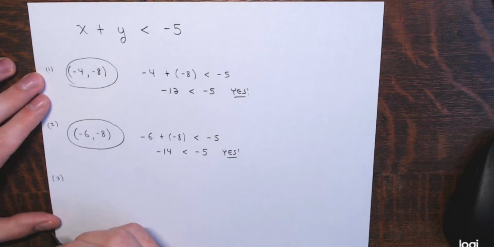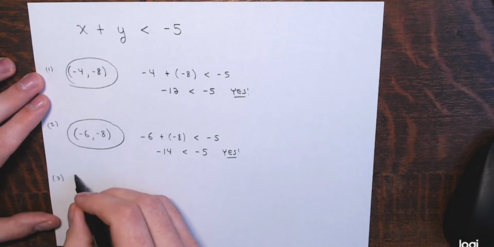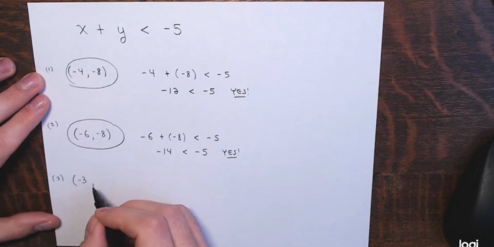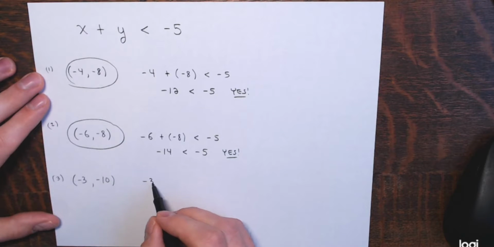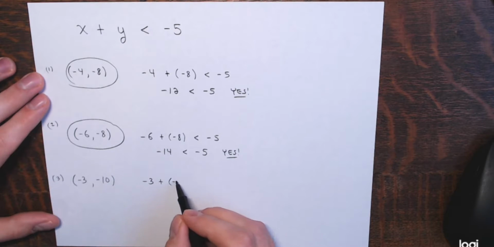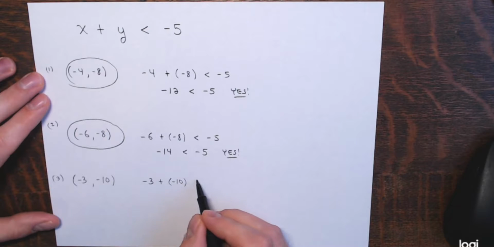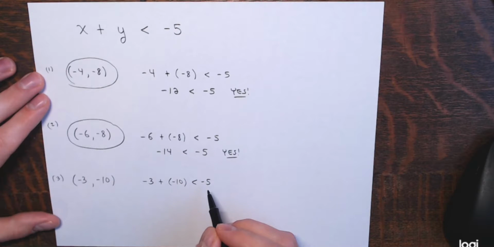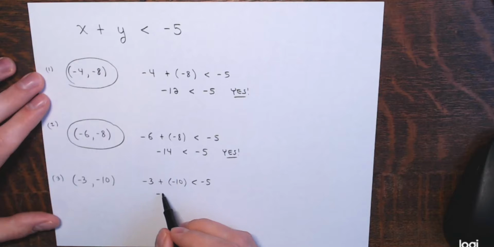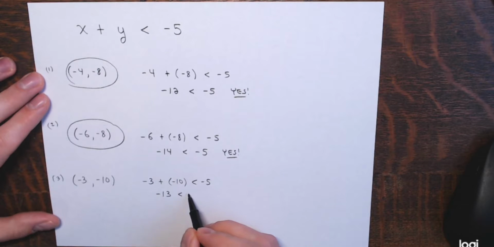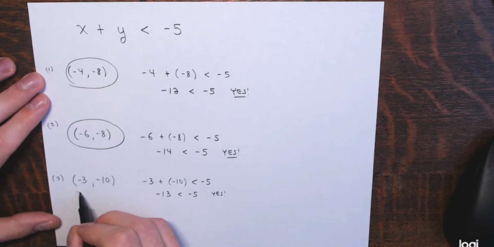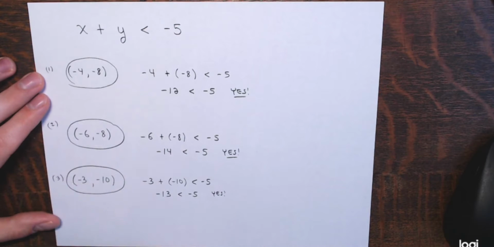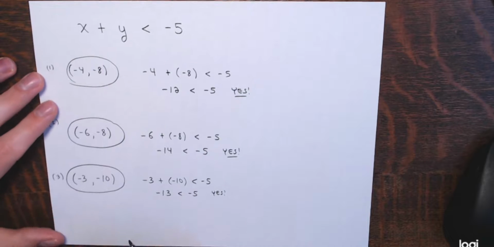The third ordered pair we're given, negative 3, comma, negative 10. Plug in negative 3 for x plus negative 10 for y. Is that less than negative 5? And yes, again, right? Negative 13 is less than negative 5. That is true. So that's another one I'll select. Man, so far so good.